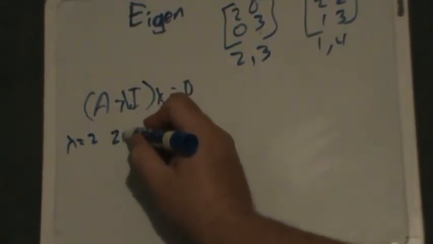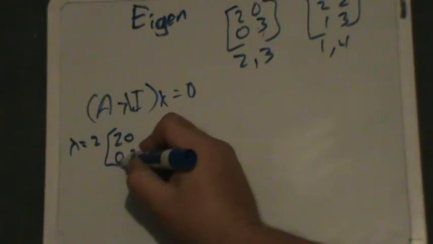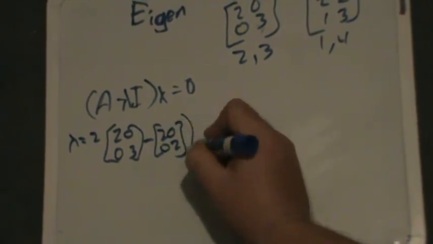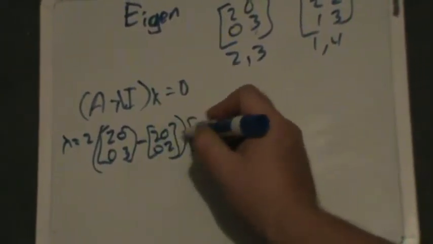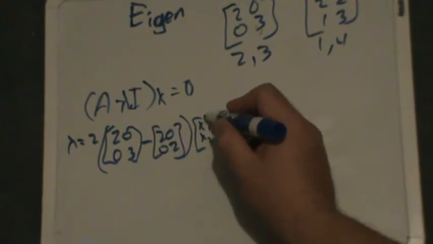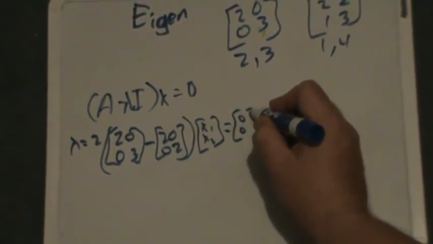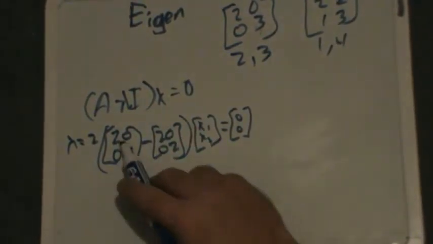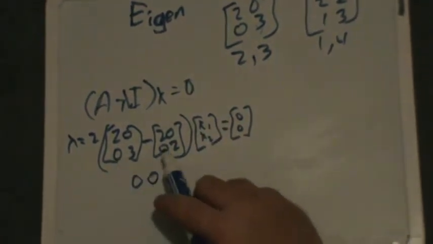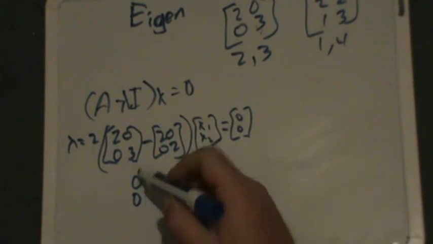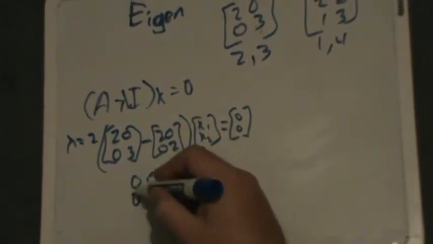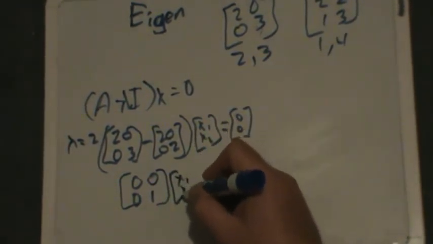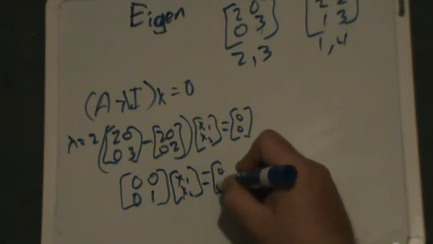Well, that gives us 2, 0, 0, 3 minus, and it's 2's on the diagonal, that whole thing times x. Well, x has to be a 2 by 1, x1, x2, and has to equal 0 as a vector. 2 minus 2 is 0. 0 minus 0 is 0. 0 minus 0 is 0. And 3 minus 2 is 1. So this is A minus lambda I times x1, x2 equals 0, 0.